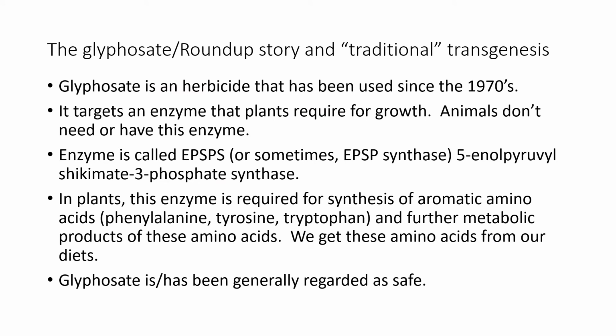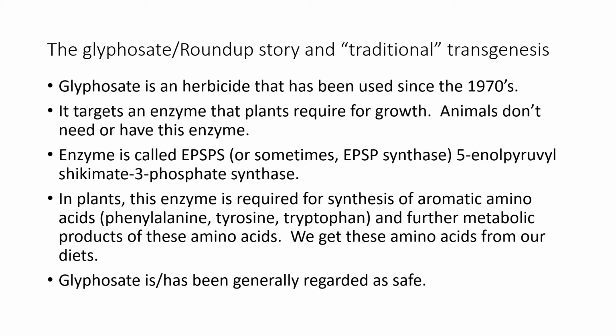Okay, so our first example is going to be the glyphosate Roundup story and traditional transgenesis. Glyphosate is an herbicide. It's been in use since the 1970s, long before we had the transgenic plant versions. And it's a good herbicide. It's very soluble in water, and it targets an enzyme that plants require for growth, which animals do not need or have. The enzyme is called EPSPS, or sometimes EPSP synthase, or 5-enolpyruvylshikimate-3-phosphate synthase. So you can see the need for the abbreviation.